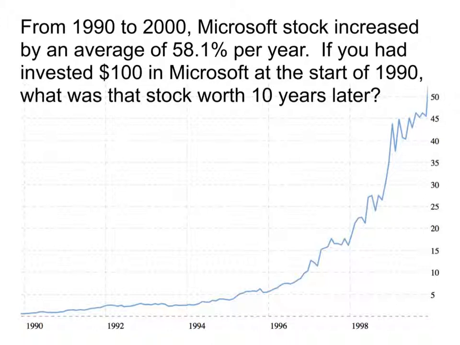So, Microsoft from 1990 to the year 2000, it went up by an average of 58.1% per year. That is considered outrageously good. This is not average. This is way above average. This made people a lot of money. Okay? Now, let's say we took $100 in 1990 and put it into Microsoft stock. What would that stock have been worth 10 years later? In order to figure that out, we can use that formula that you just put into your notes. So take a moment, write out what that equation would look like, and then calculate your value, please.